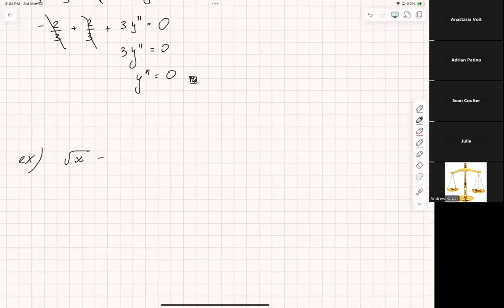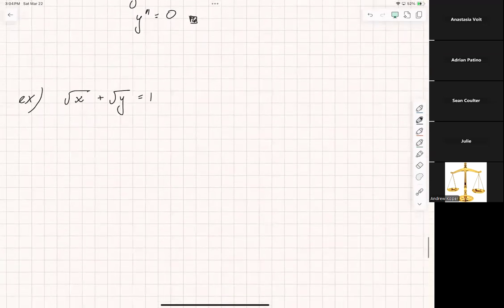Okay, so square root of x plus square root of y equals 1. Remember, we can do this problem explicitly, or we can do it implicitly. If you're asked to do it implicitly, then you'll just need to take the derivative of each term. So let me rewrite this in a more comfortable way, so that we can take the power rule easier.